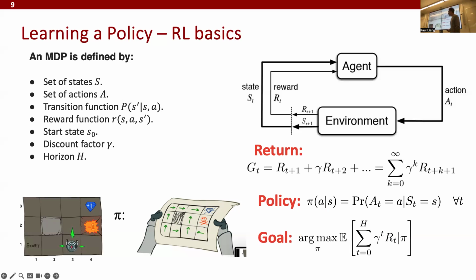And as I mentioned, the goal is to really find the best policy, so the best distribution of next actions I should take from each state that maximizes the long-term cumulative reward. So the next reward that you get, but also all the rewards into the future.